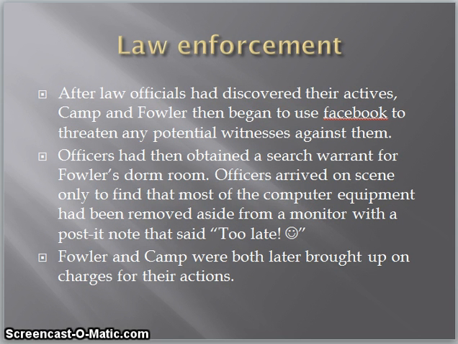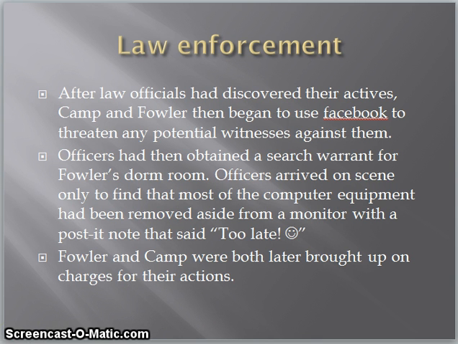At this point in time, law officials had actually begun to act and start to monitor Camp and Fowler's different activities. When this had started, both Camp and Fowler went to Facebook and started to threaten and also harass different potential witnesses who might testify against them.